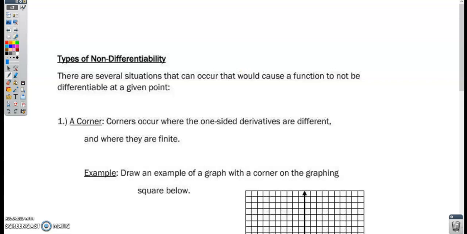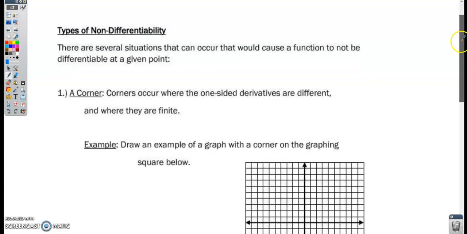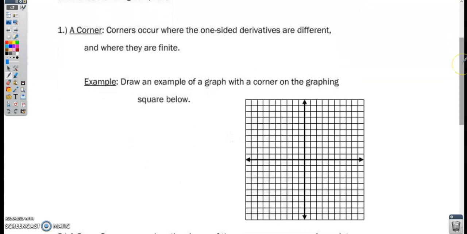Alright everybody, welcome back. This is video 2 of section 4 from unit 2 of AP Calculus, connecting differentiability and continuity, determining when derivatives do and do not exist. In the next segment of this section, we're going to talk about the types of non-differentiability that can occur, the common types of non-differentiability. The first one here, what's known as a corner.